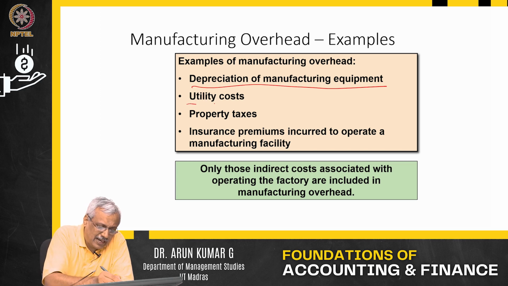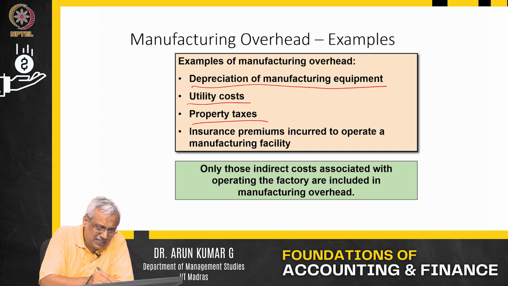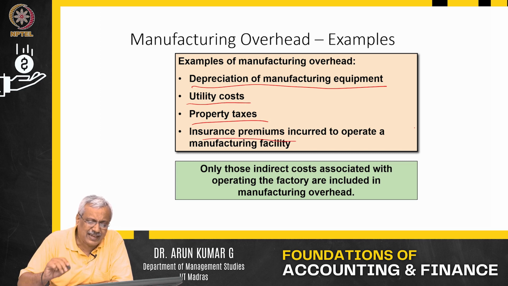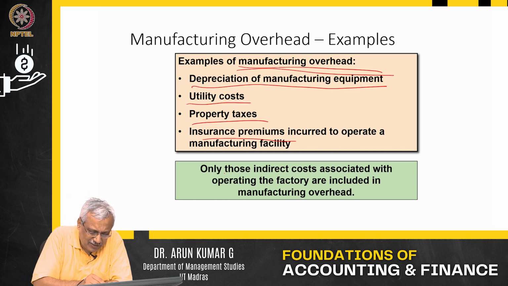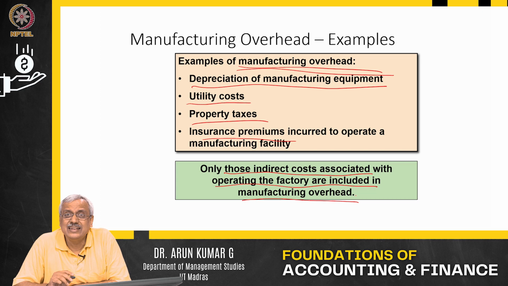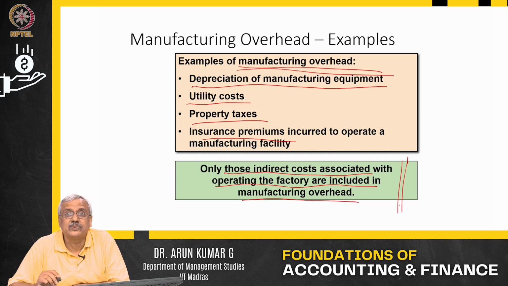Again, utility costs might be power, water, etcetera. Property taxes and insurance premiums, all these things we call manufacturing overheads. These are indirect costs? Yes, only those indirect costs associated with operating a factory are included in manufacturing overhead. That is, indirect costs related to manufacturing. All these are included in this particular case.